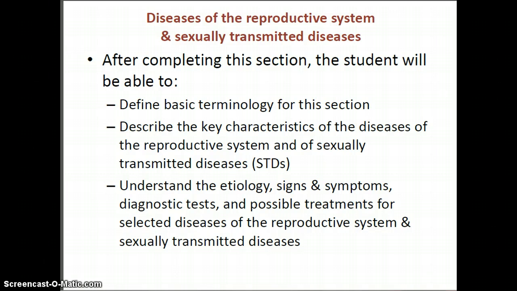Again, here are the objectives I have for you. If you don't remember your basic terminology for the reproductive system, please review basic anatomy. I want you to be able to describe the key characteristics of the diseases of the reproductive system and of sexually transmitted diseases. I have chosen just a few to be illustrative of these conditions. I want you to understand the etiology, signs and symptoms, diagnostic tests, and possible treatments for those diseases that I have selected.